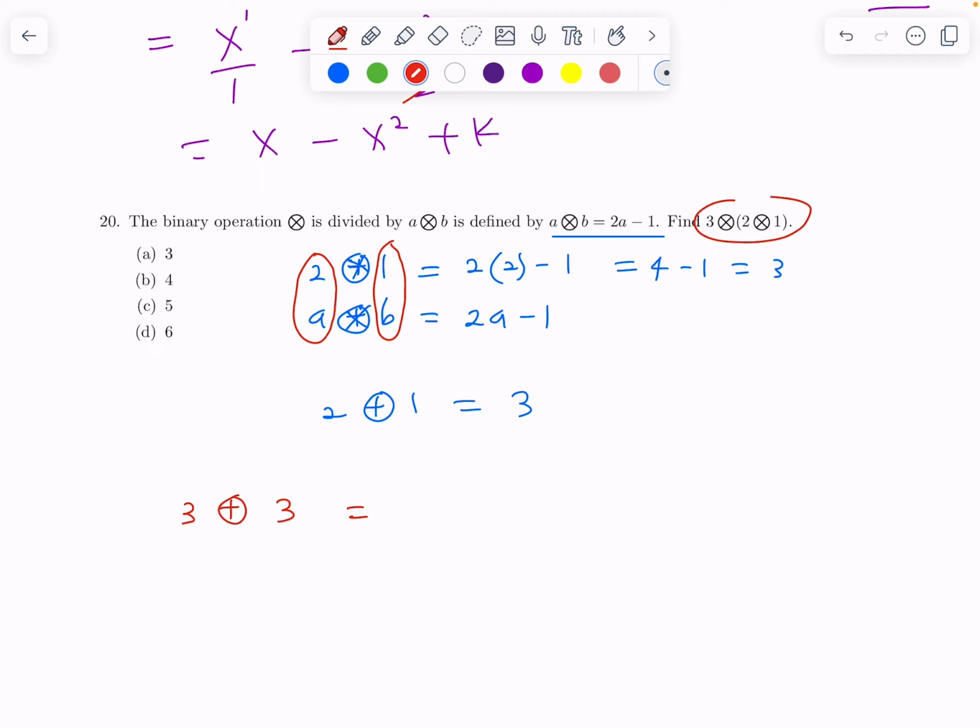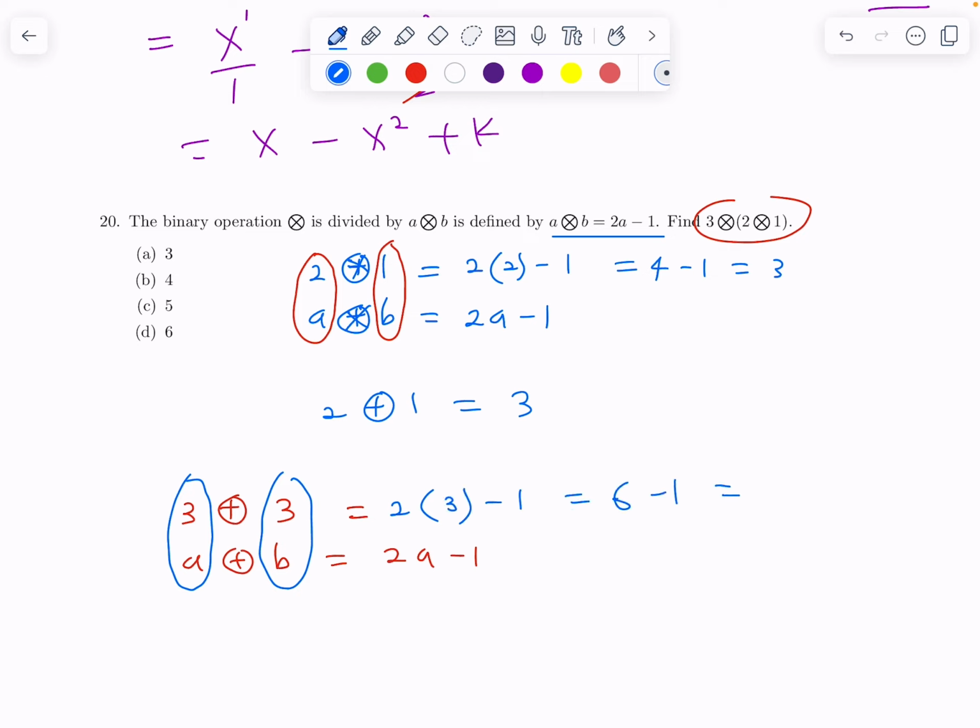So what I'm going to do is write a operates b. How is it defined? It's defined as 2a minus 1. So I'm going to compare this. My a is 3 and my b is also 3, right? So this is just going to be 2 times, what's my a? My a is 3, minus 1. So this is going to be 6 minus 1. And this is 5. So the solution is 5.